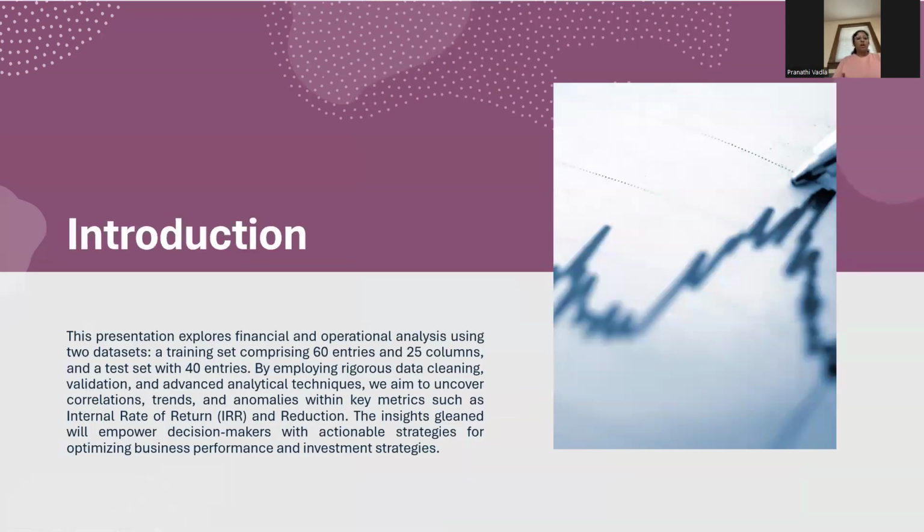So here we go. This presentation utilizes a training set of 60 entries and a test set of 40 entries to conduct thorough data cleaning, validation, and advanced analytics, focusing on financial and operational metrics like IRR and reduction. The goal is to uncover correlation trends and anomalies to inform strategic decisions aimed at enhancing business performance and investment outcomes.